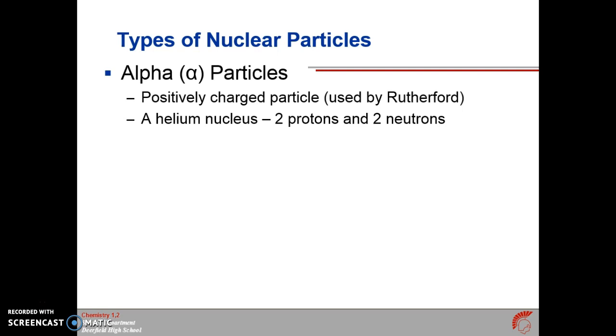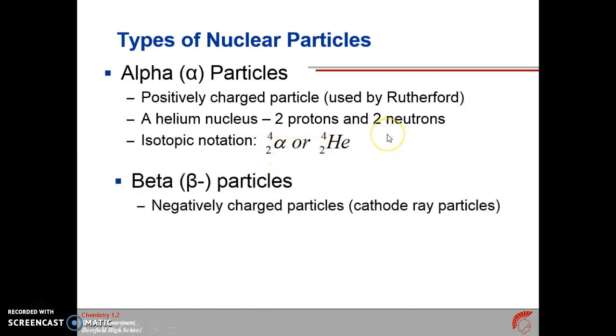Alpha particles are actually helium nuclei. They contain 2 protons and 2 neutrons, but no electrons, so they are just the nucleus of a helium. Isotopic notation can be shown using either the alpha symbol or He for helium. Notice that in the isotopic notation, the mass is 4 because you have 2 protons and 2 neutrons, but the atomic number is 2 because there are only 2 protons. Now, when we talk about nuclear particles, the number at the bottom is typically the amount of positive charge, because you're going to see, even in the next particle, that not everything has a positive number down there.